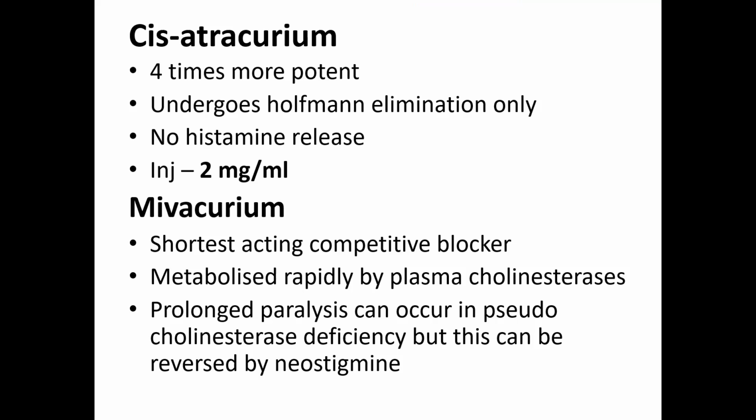And the next drug is mivacurium. Mivacurium is the shortest acting competitive blocker. It is metabolized rapidly by plasma cholinesterases. Prolonged paralysis can occur in pseudocholinesterase deficiency, but this can be reversed by neostigmine. Some people are deficient in the pseudocholinesterase enzyme, or atypical pseudocholinesterase is found in some people. In them, mivacurium has a longer duration of action.